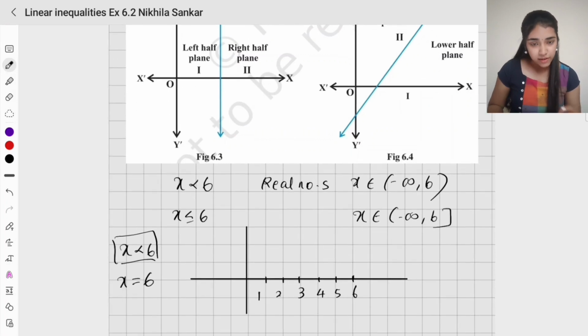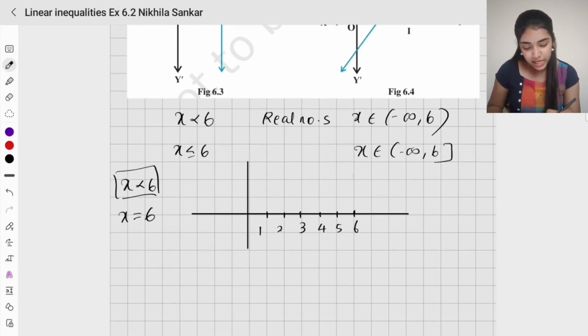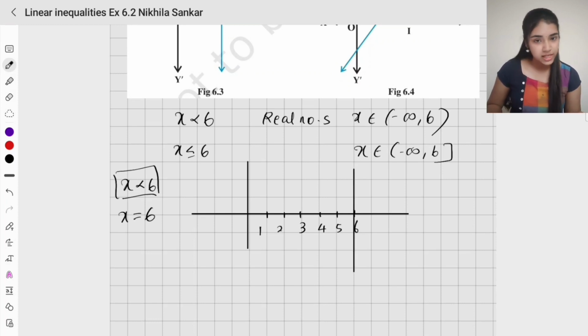And how does your graph look? You have to simply draw a straight line. So for x is equal to 6, the x value is always going to be 6 no matter what your value of y is. Correct? The x value is always going to be 6. So your graph is going to look like this.